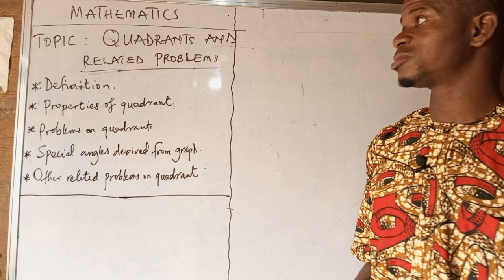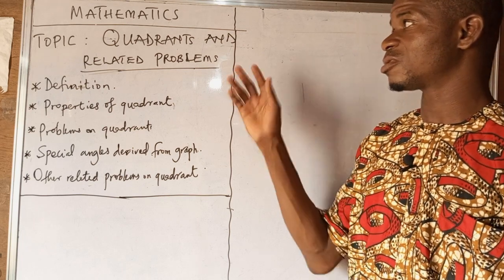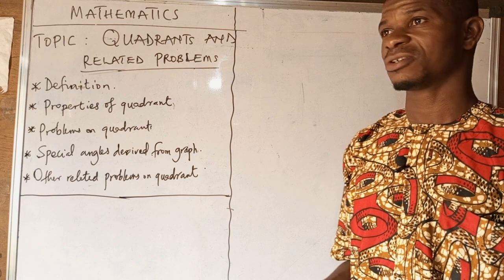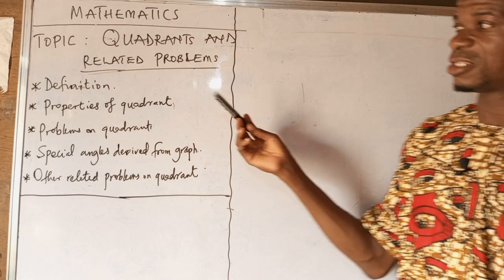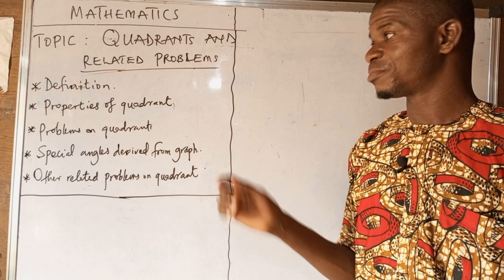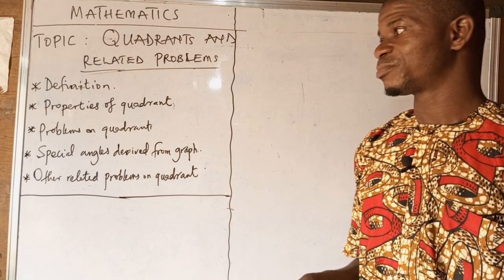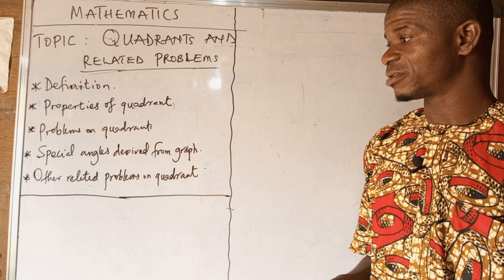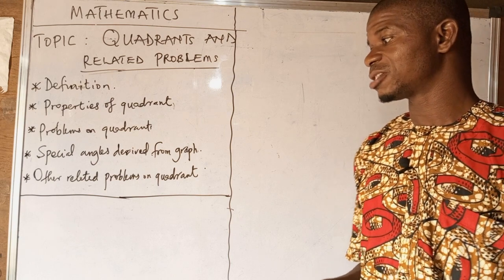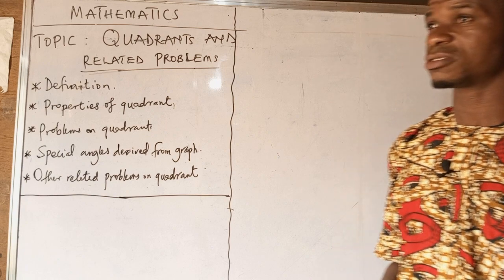And the topic we'll be treating today is quadrants and the nitty-gritty of quadrants. So what we'll be looking at in this topic: the definition of quadrants, properties of quadrants, problems on quadrants, special angles derived from the graph, then other related problems on quadrants.